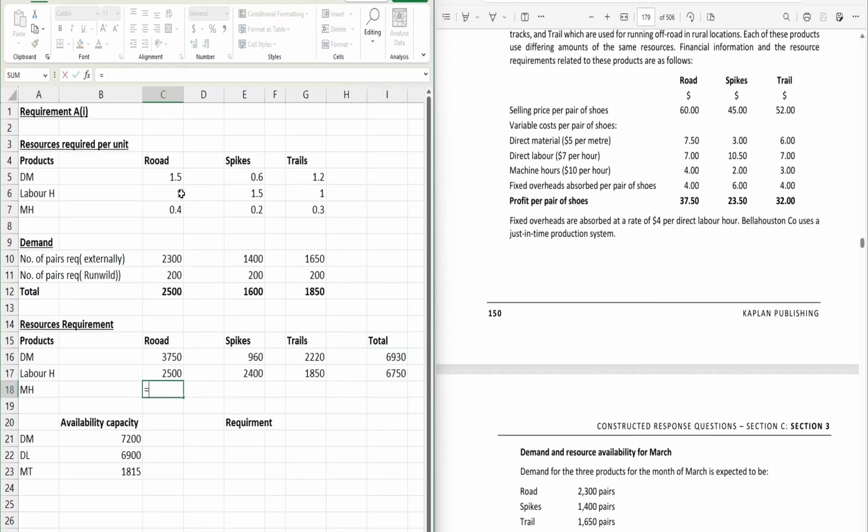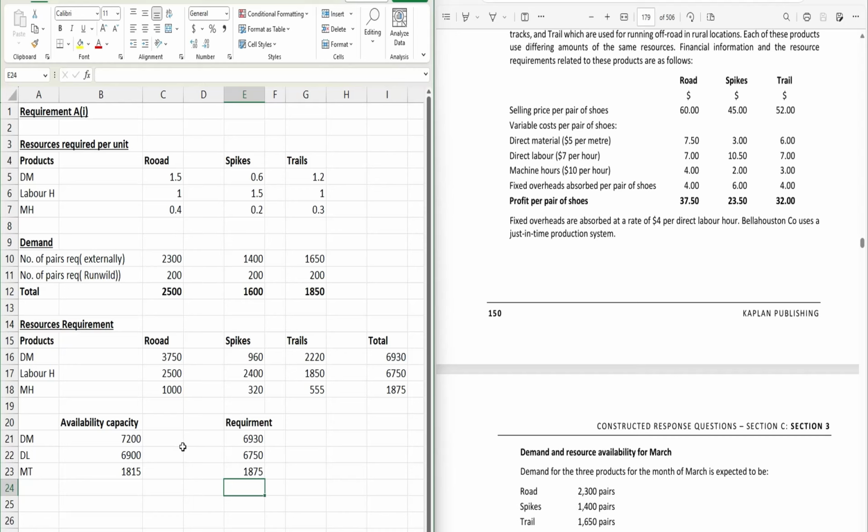Now again for the machine hour, 0.4 unit is required for the road. One unit requires 0.4 hours of machine and we are producing 2500. Similarly for the spikes, trials, and then we will do this. So this is our requirement. For the material we need 6930, and for labor hour this one, and for machine hour this one.